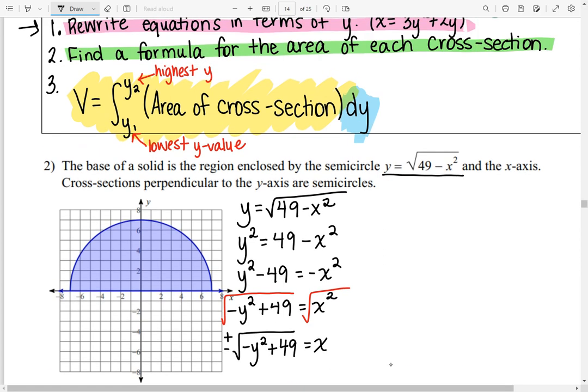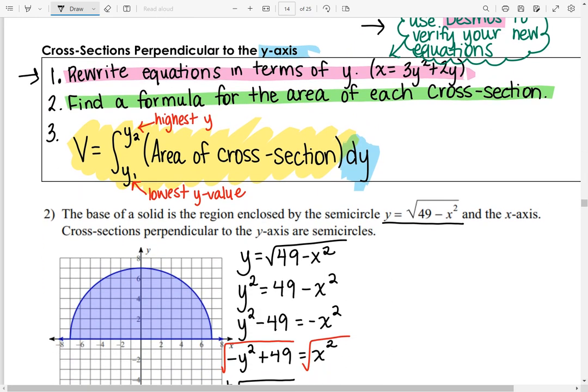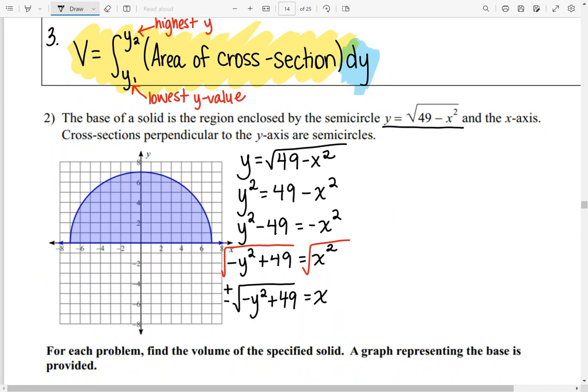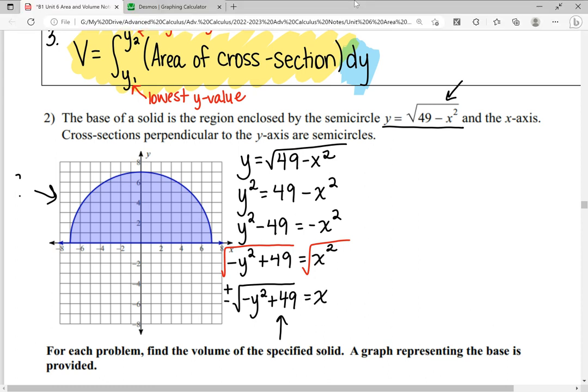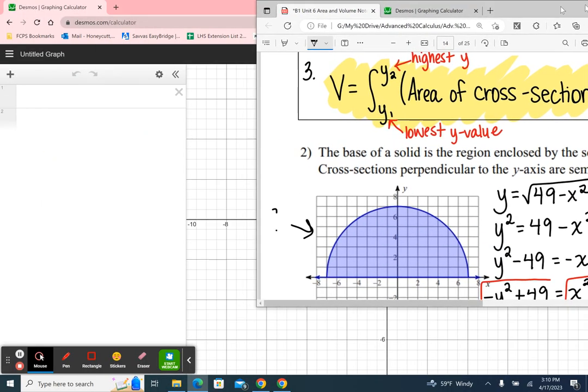Now, once I get that, I like to use Desmos to verify that I've done that correctly, which means I'm going to graph the equation that I came up with and the original equation to see if they end up being this picture. Because I want to make sure I didn't make a mistake there. If I make a mistake here, then there's no chance the rest of my problem is going to be correct. So let me pull up a Desmos calculator.